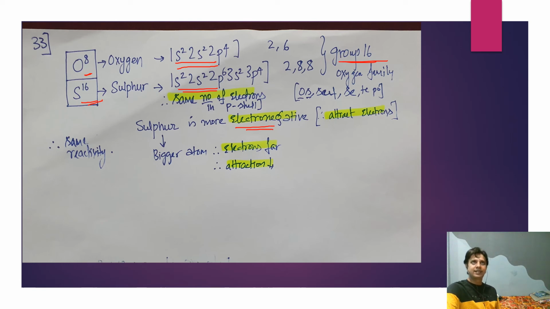See, electronegativity is the property by which an atom attracts electrons to itself. So since sulfur has a bigger atom, the electrons are placed further apart and the force of attraction is less. Therefore, oxygen is more electronegative.